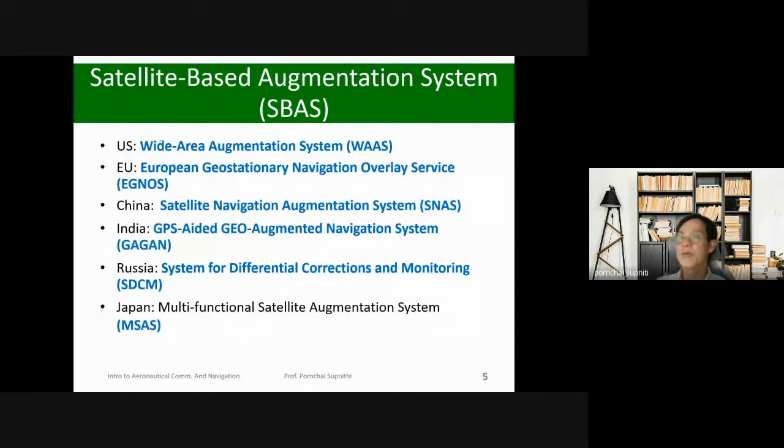Okay, and then when we talk about this type of system, there are also some systems and satellites that support the normal GNSS system to get better accuracies. One of them is called the satellite-based augmentation system. In all these systems, each country launches their own satellites to help broadcast the corrections.